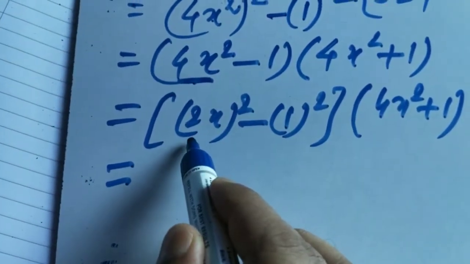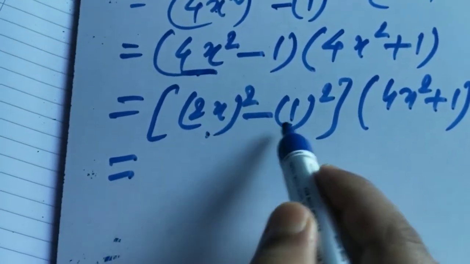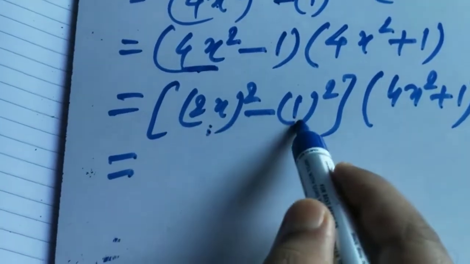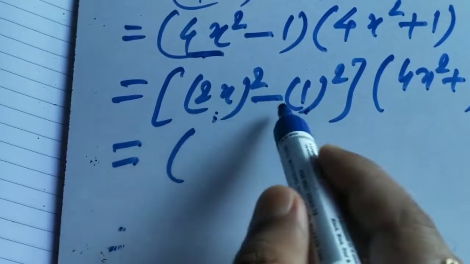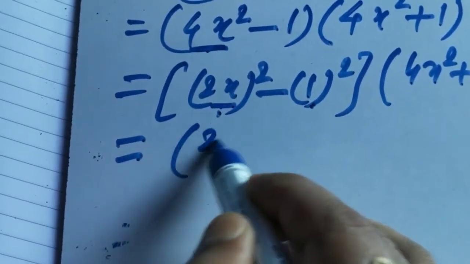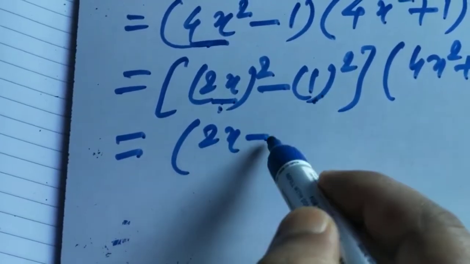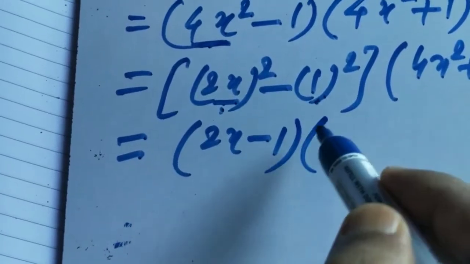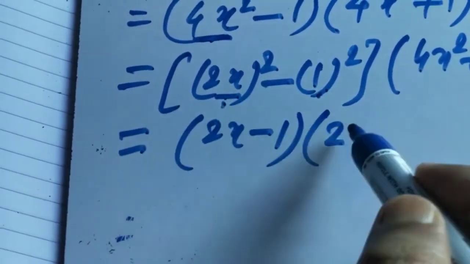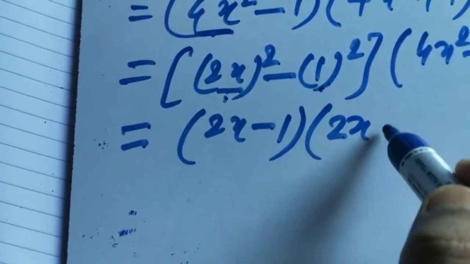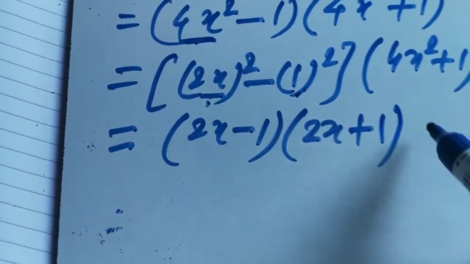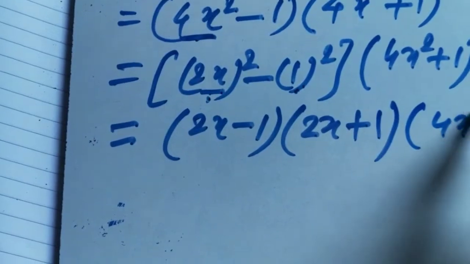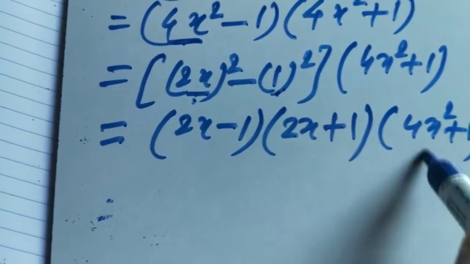Now it is a square and this is b square, a square minus b square. Now again write it as a minus b, at the place of a you have to write 2x minus b, at the place of b you have to write 1, and a plus b, that is 2x, at the place of a you have to write 2x plus b, at the place of b you have to write 1, and then 4x square plus 1. This is your final answer.